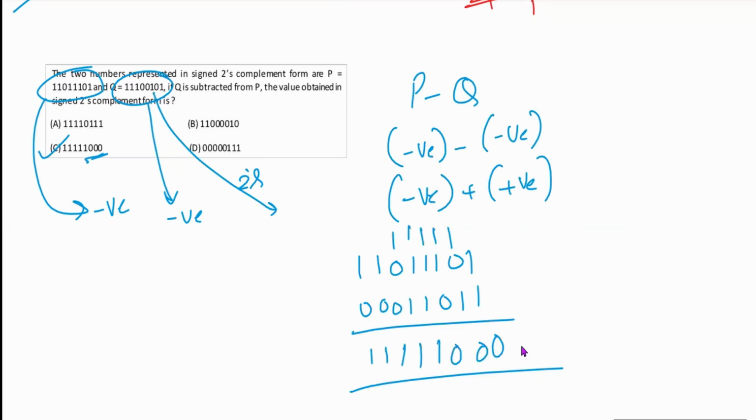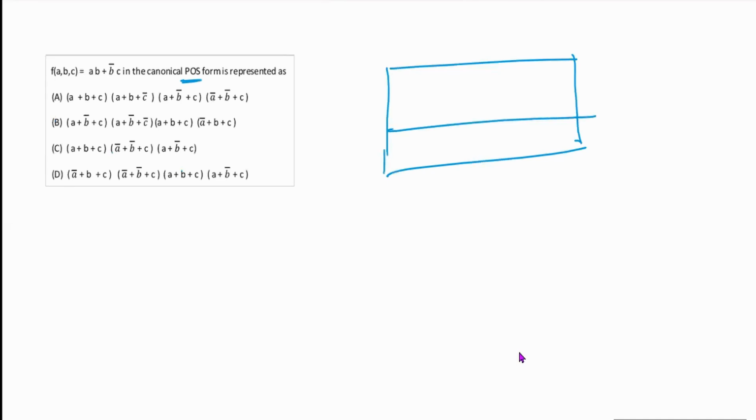So let's go to our next question. In this question, basically we have the function of ABC equal to AB plus B bar C, and the canonical POS form is represented as. Okay, so for finding out the canonical POS, meaning product of sums, it is better to go with the K-map first. I have three variables, so I will take A here, BC here. Okay, so this is 0 1 0 0 0 1 1 1 and 1 0. And now I will represent this function.